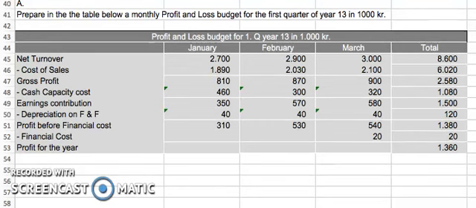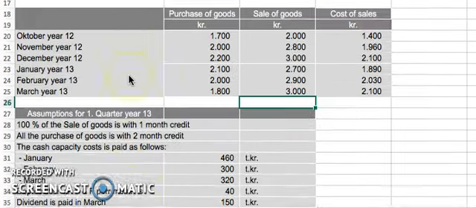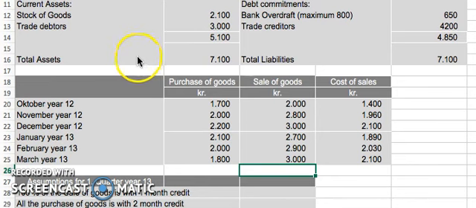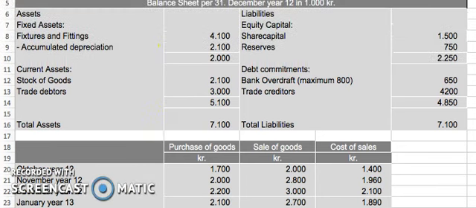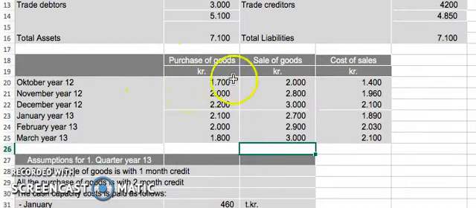Okay guys, in this video I'll just give you a short introduction to how you can actually solve task 3518. As you see in the task, you're given a lot of information. You are both given the balance sheet information, and you're also given purchase of goods, sale of goods, and cost of sales for different months.